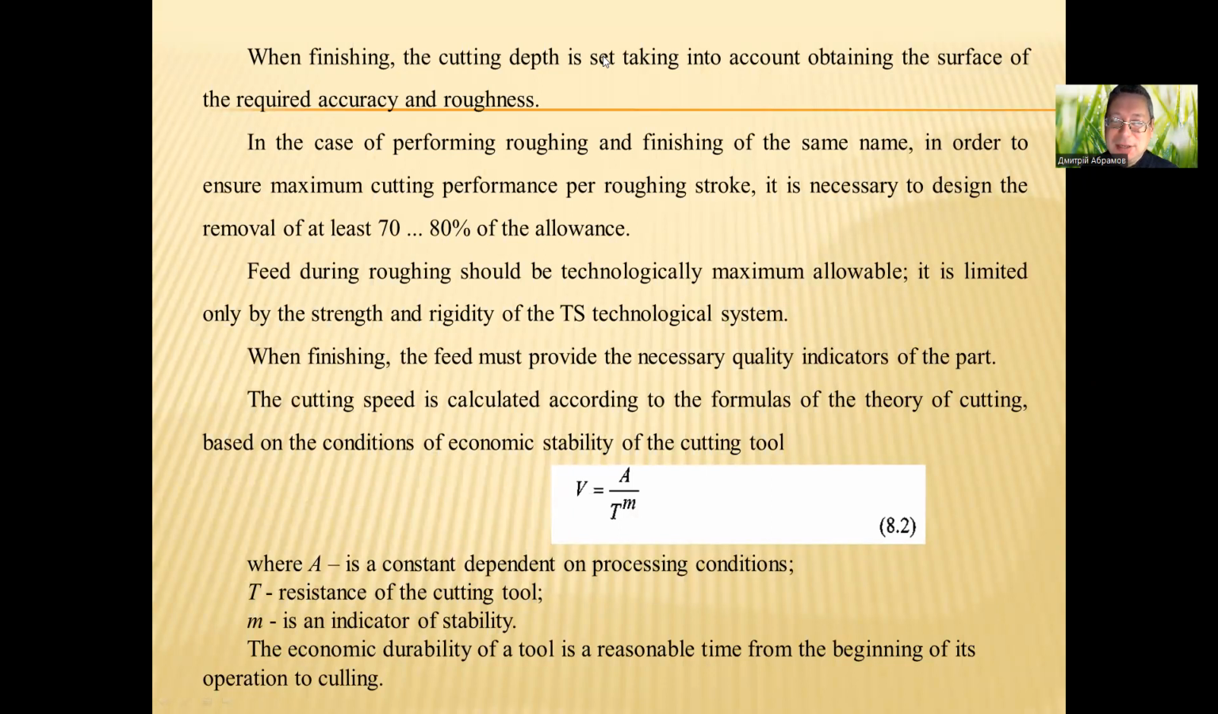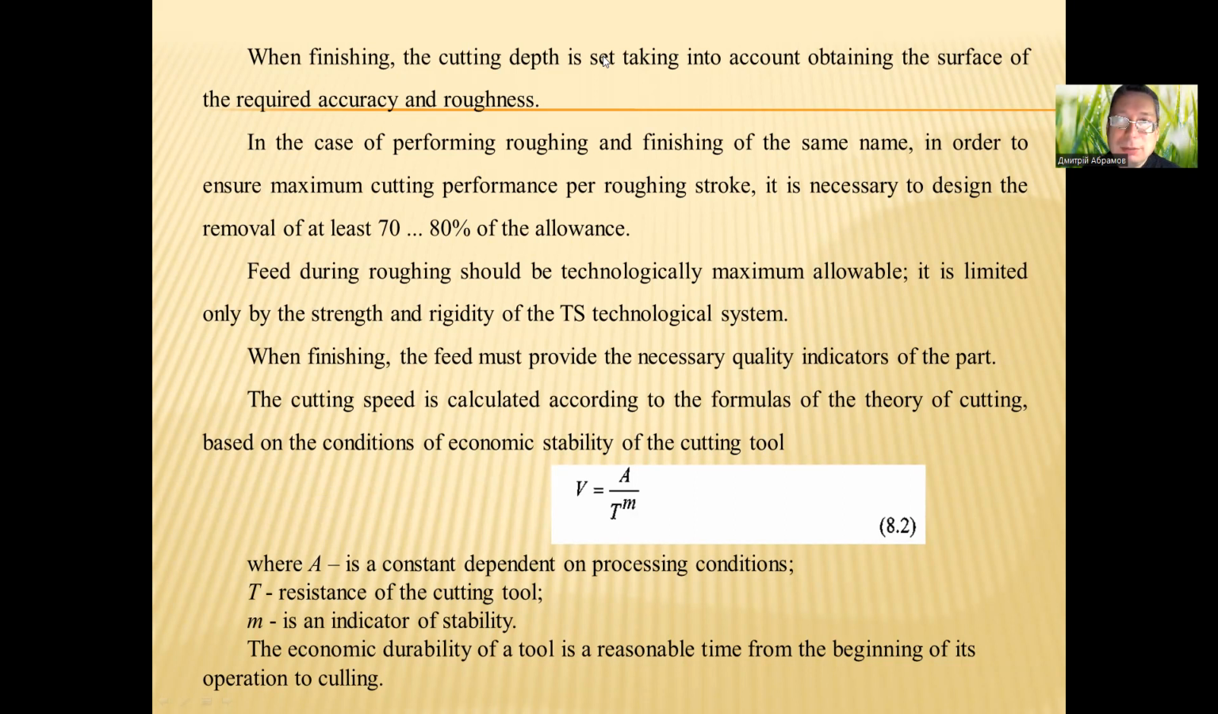The cutting speed is calculated according to the formulas of the theory of cutting, based on the conditions of economic stability of the cutting tool. We use formula 8.2. V, the cutting speed, is equal to A divided by T to the power of M.